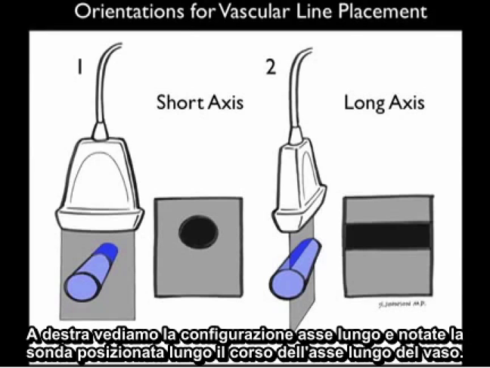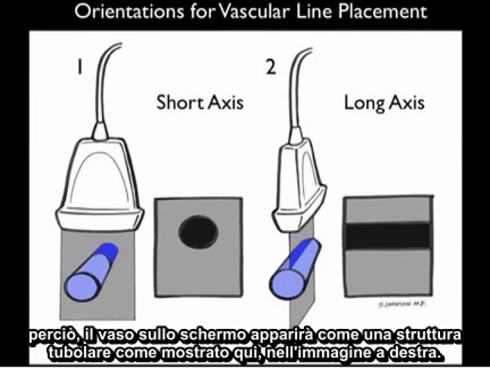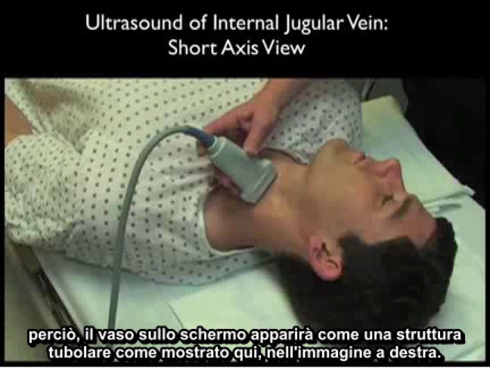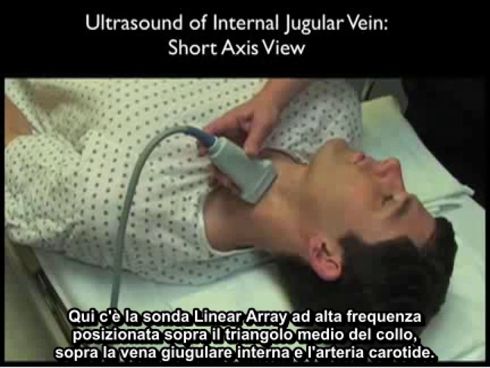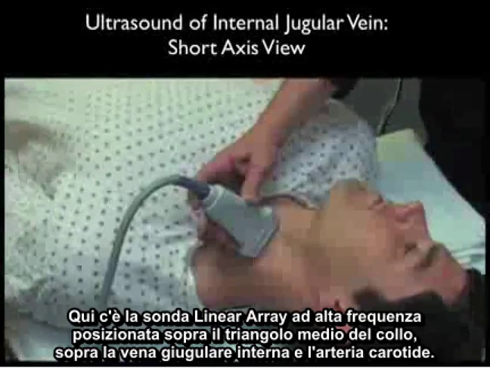To the right, we see the long axis configuration, and note the probe placed along the long axis course of the vessel. The vessel, therefore, on the screen will appear as a tubular structure as shown here in the image to the right. Here's the high-frequency linear type array probe placed over the middle triangle of the neck, over the internal jugular vein and carotid artery.